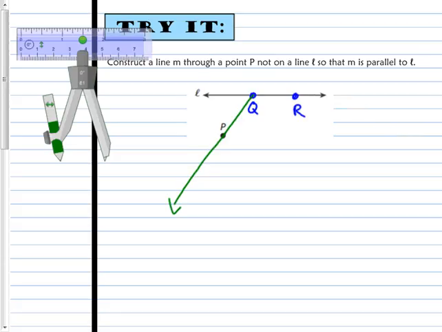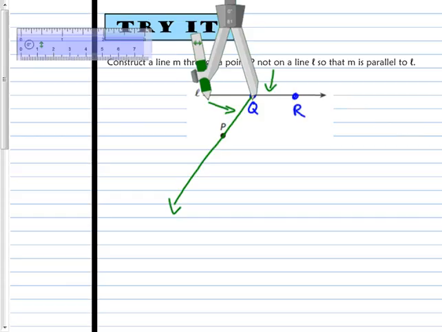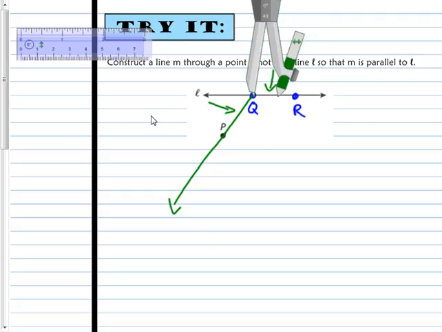Okay. So after I've connected PQ, I now need to make an arc that crosses this ray and this line. So from point Q, I have to make an arc that crosses both of those. So I'm going to take my compass, and I'm going to squeeze it in a little bit. I don't want it too wide. Squeeze it in, and let's use red.